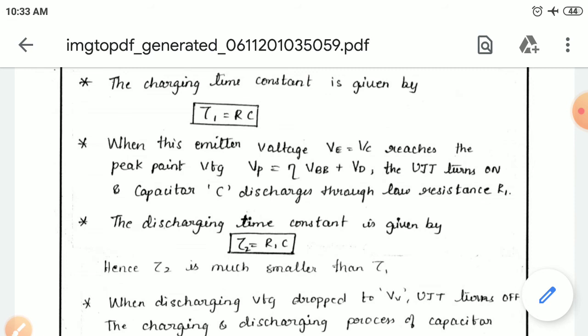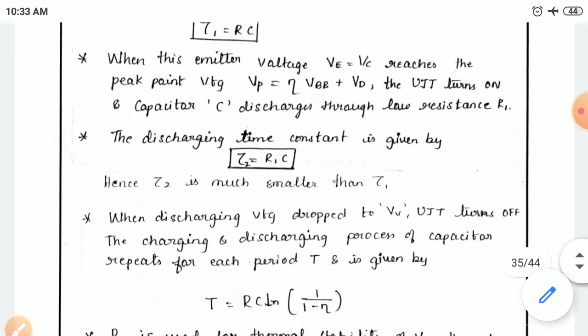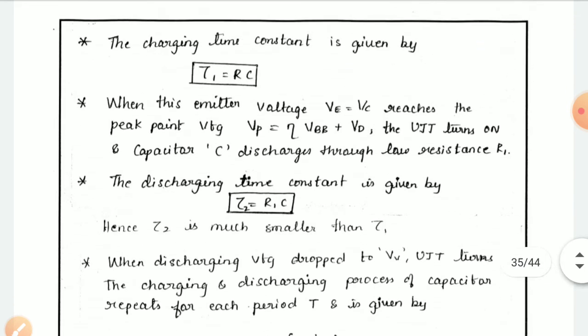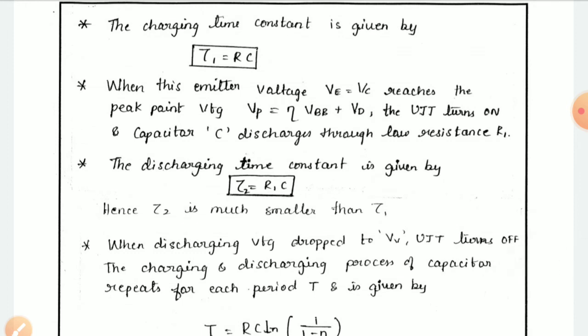So whenever the charging of this capacitor reaches its peak point, the emitter voltage and the capacitor voltage become equal. In that case, the discharging time constant is given by tau 2. So charging time is tau 1, and the discharging time is tau 2, that is R1 into C1, where tau 2 is much smaller than tau 1. The discharging time is much smaller than the charging time.